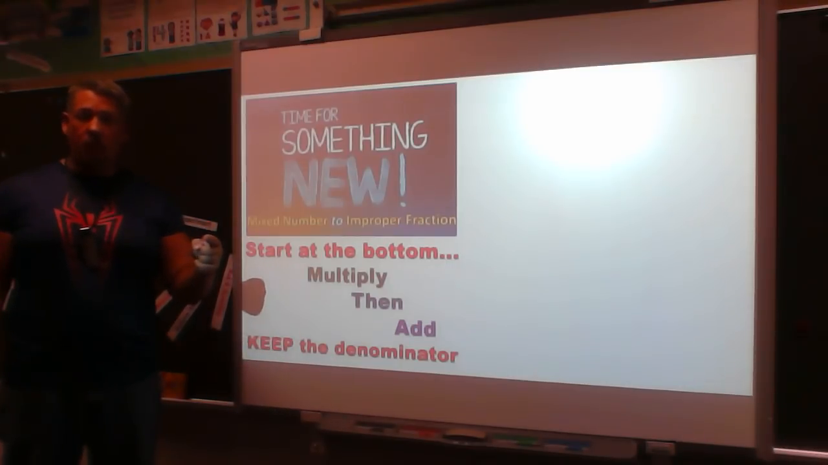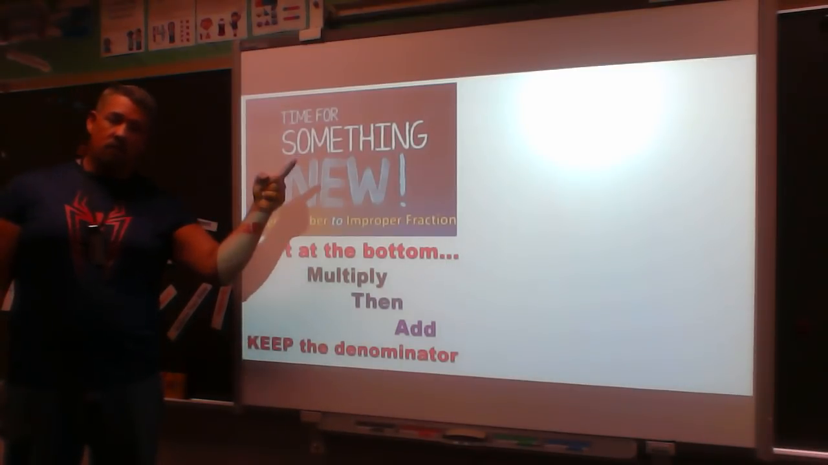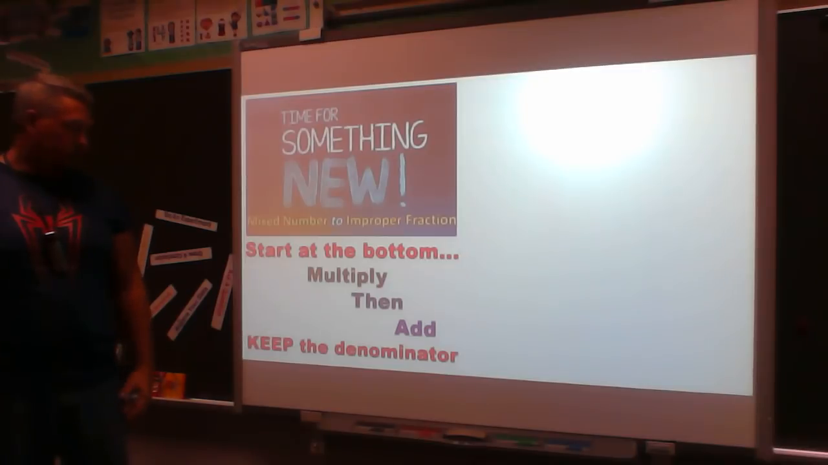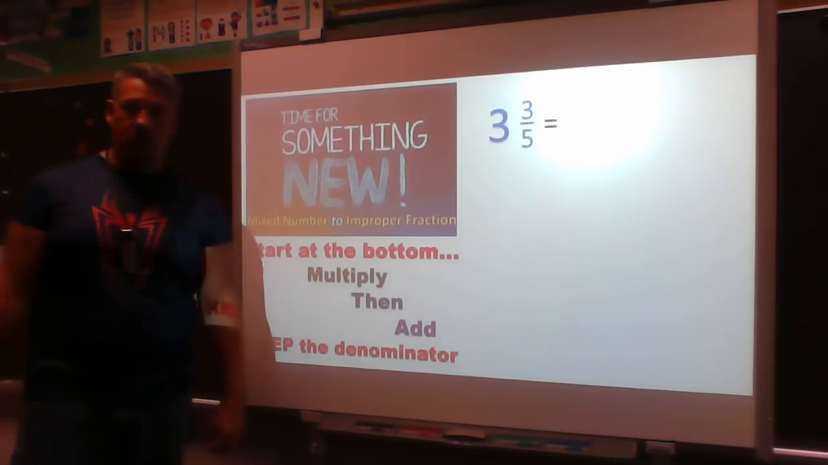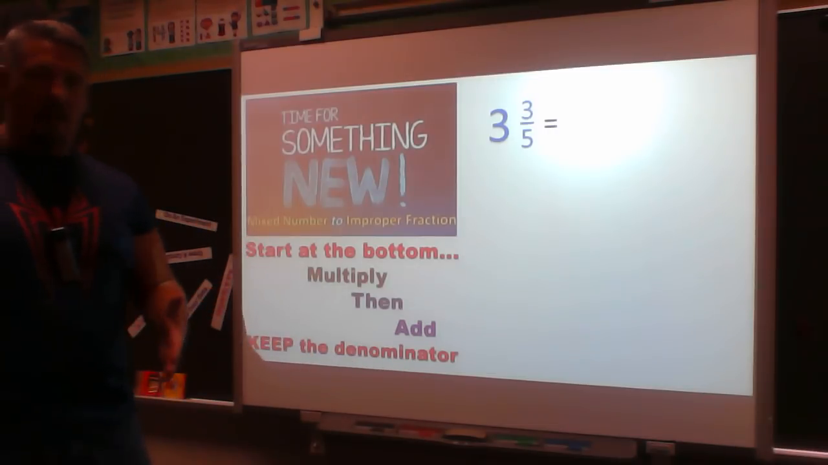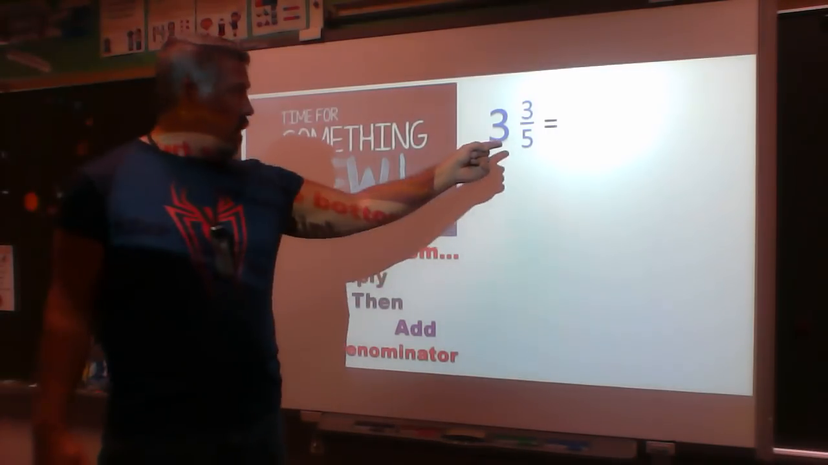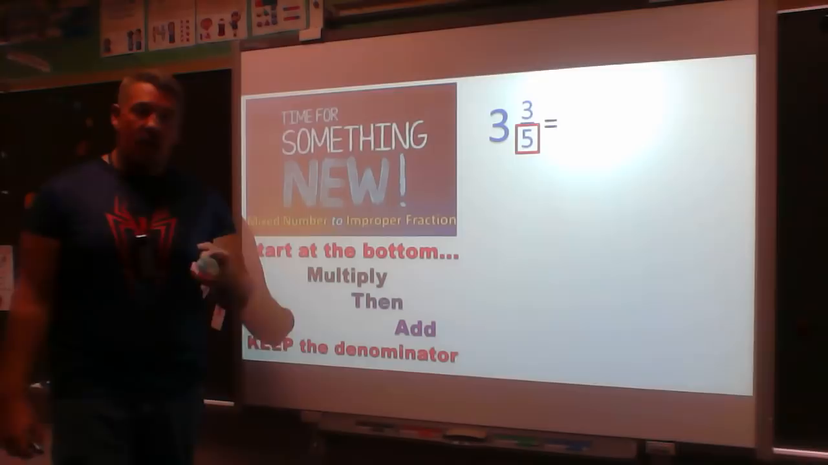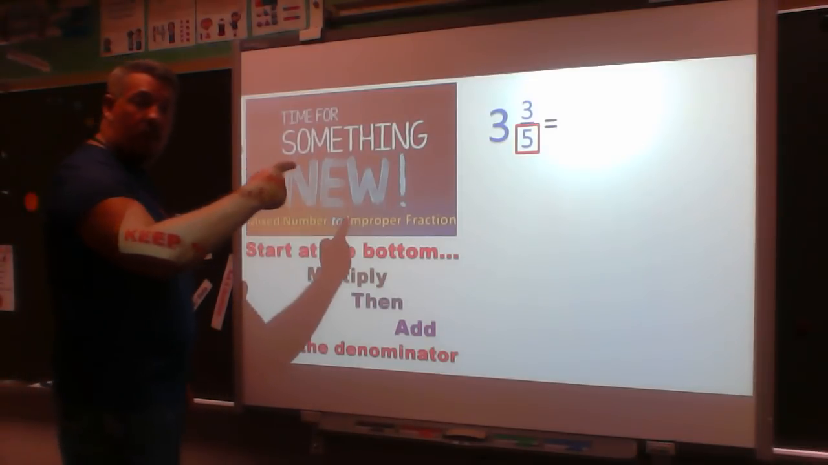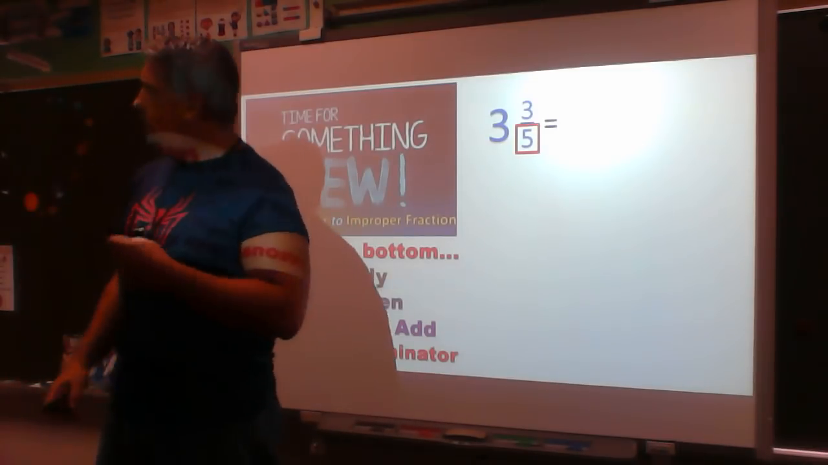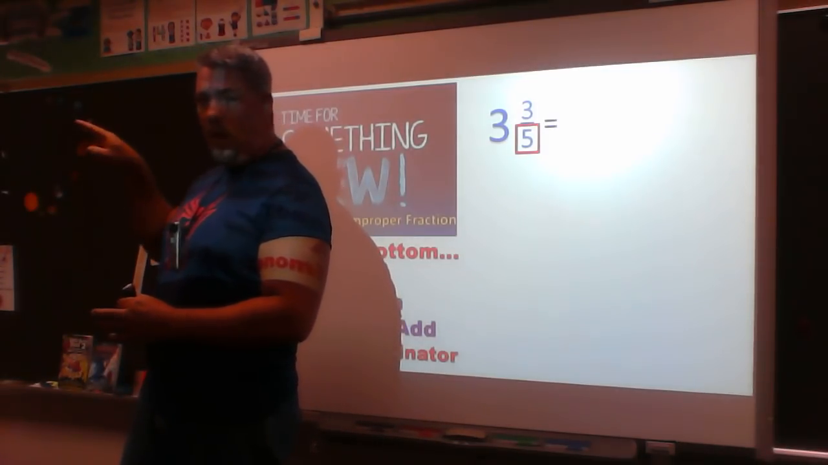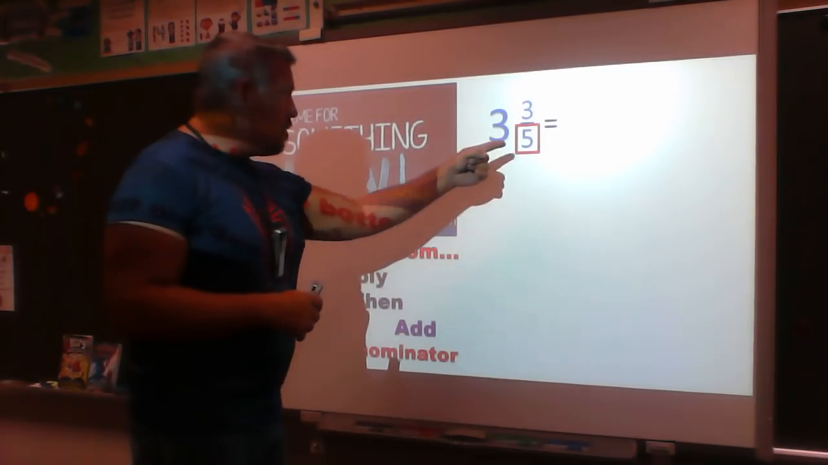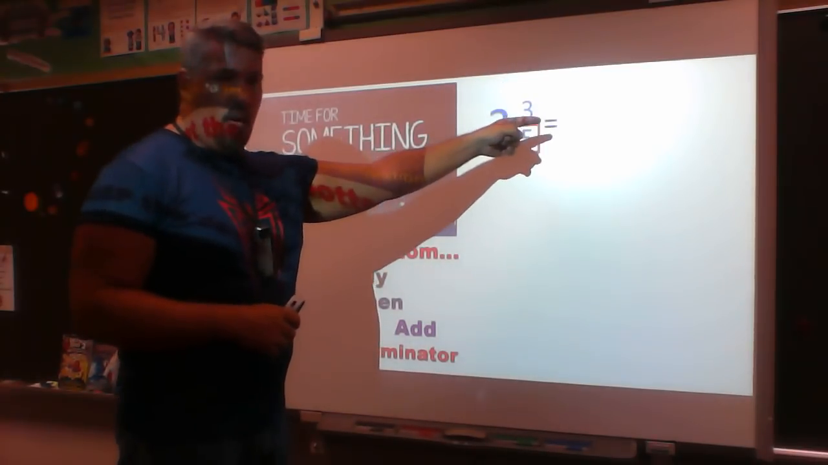I start at the bottom, I multiply, I add, then I keep my denominator. Well, what does that mean? Let's start with 3 3/5. So I'm going to start at the bottom every single time. And what that means is I go to the denominator. And when I start at the denominator, then I'm going to go clockwise. If you don't know what that means, look at that clock up there for a couple seconds and watch the direction of the second hand. Okay? Clockwise means I'm going to go in this direction.